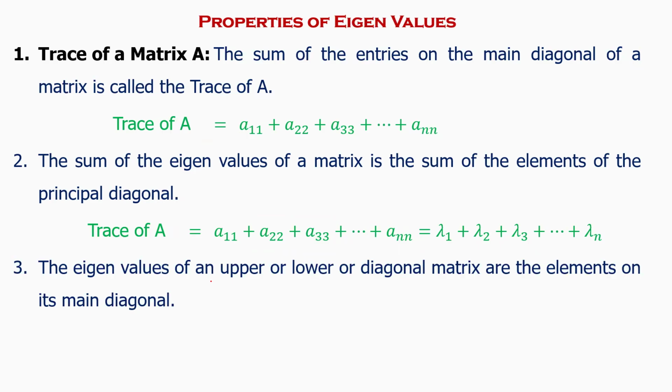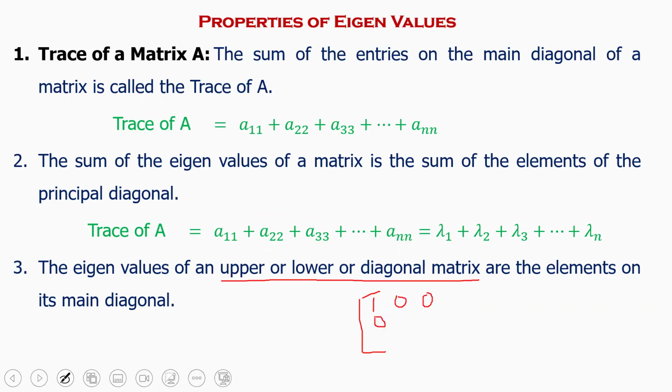The eigenvalues of an upper or lower triangular or diagonal matrix are the elements on its main diagonal. What does it mean? It means that suppose we are given this matrix with 0, 0, 0, 5. So now this is called the diagonal matrix. What is a diagonal matrix? A matrix in which except the diagonal elements, all elements are 0. So here, these are the diagonal elements.